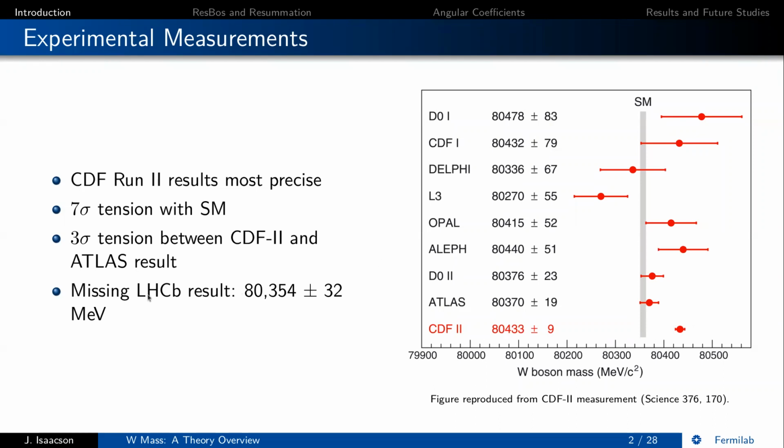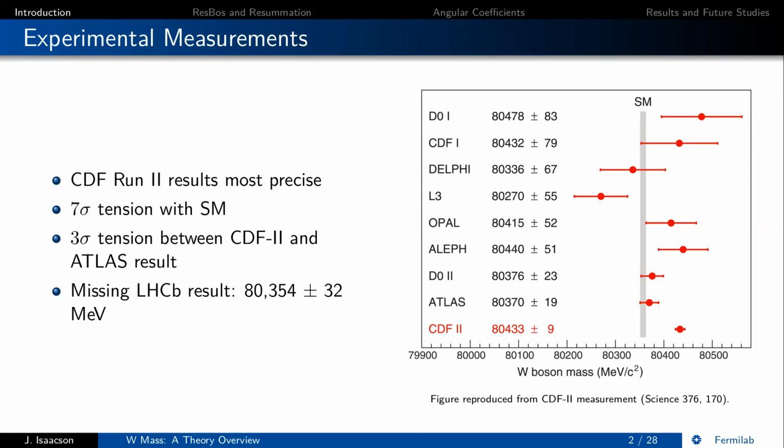Additionally, I want to highlight the LHCb result. It's not included on this plot because this was reproduced from the CDF paper, and the LHCb result was published simultaneously with the CDF run 2 result. It's very exciting that LHCb was even able to make this measurement. I was super excited to see that they were able to do this in the first place. Although they have very large uncertainties, there were a lot of questions of whether they could even do this.